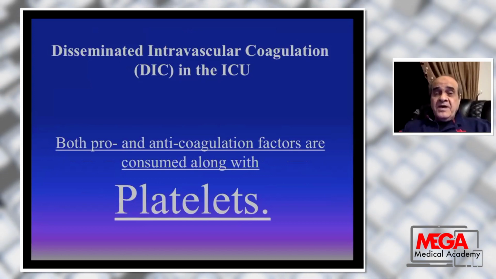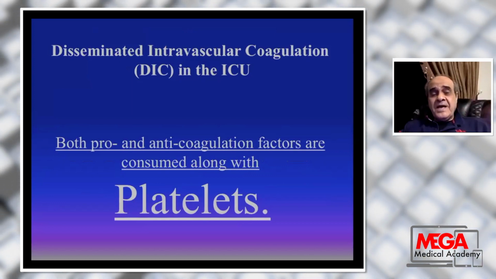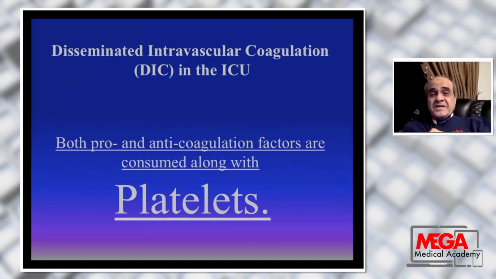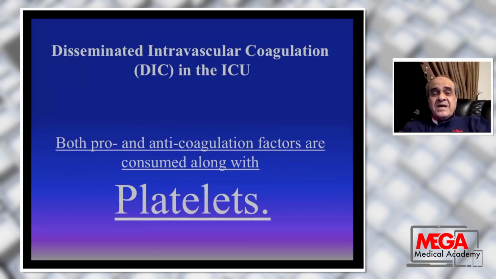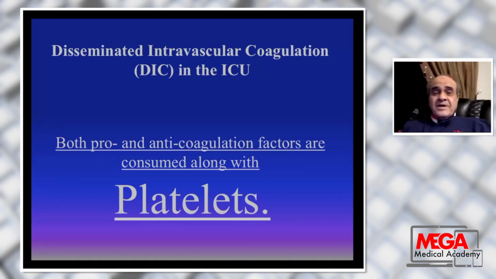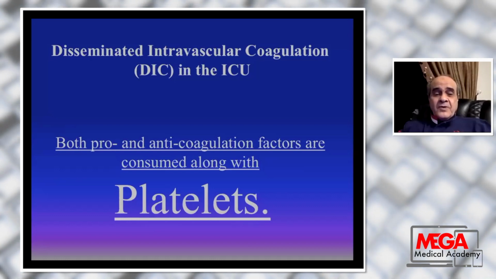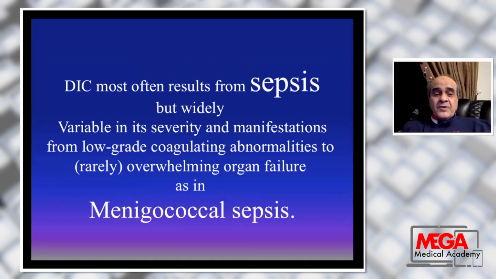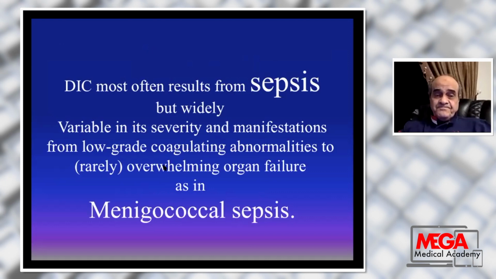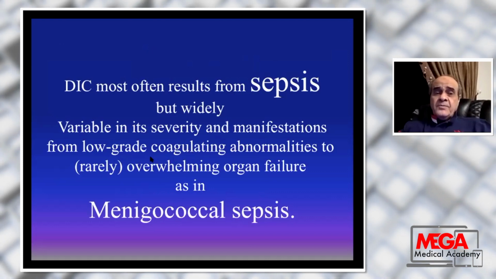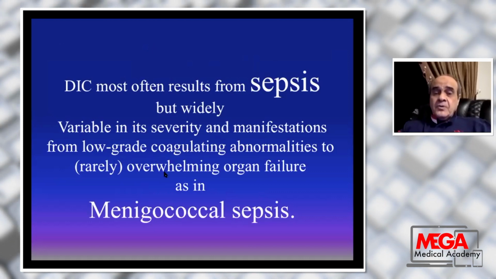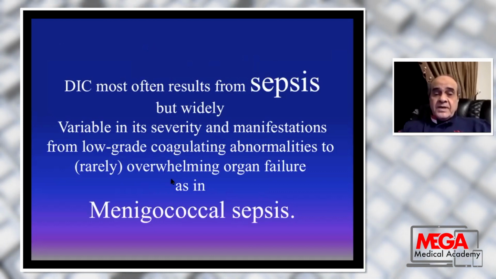We find every lab investigation is affected in DIC. BT is high, PTT is high. DIC most often results from sepsis, but is widely variable in its severity and manifestations, from low grade coagulation abnormalities to overwhelming organ failure as in meningococcal sepsis.